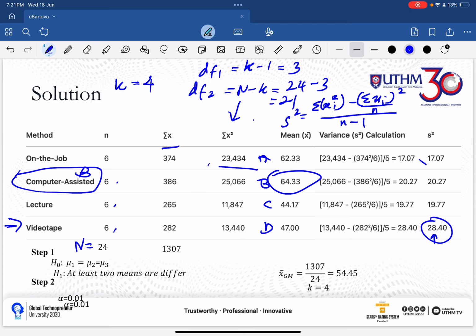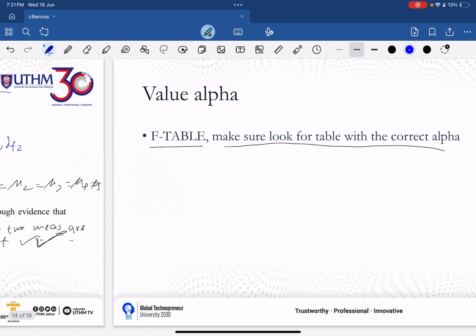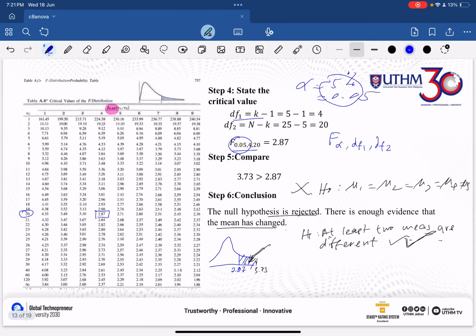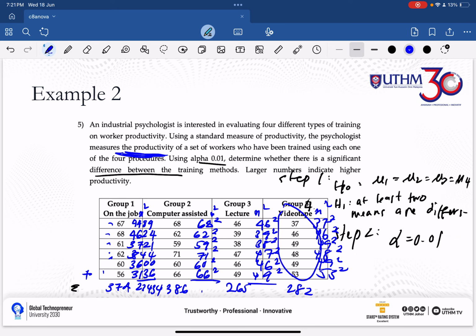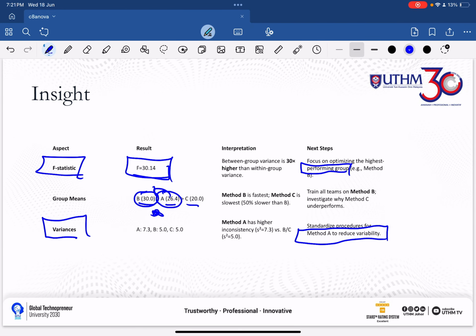So what should we do? We need to standardize the work procedure so that we can reduce the variability. Okay, if you look into the data at first for group D, not here, the group D, there is a variability in the productivity here. So what should they do? They need to standardize the procedure so that the gap here is much less. Okay, so that's how we interpret the data and what our next step is.